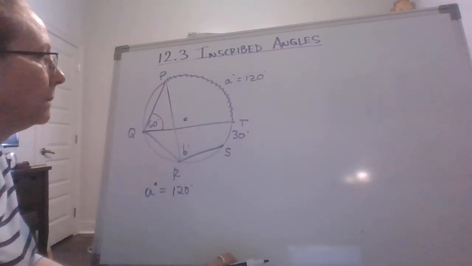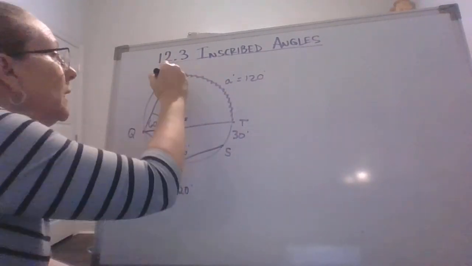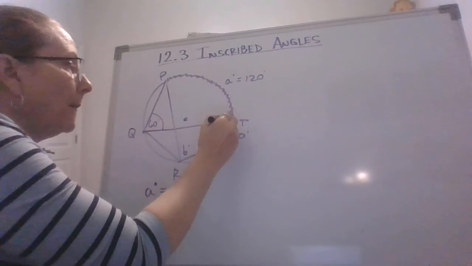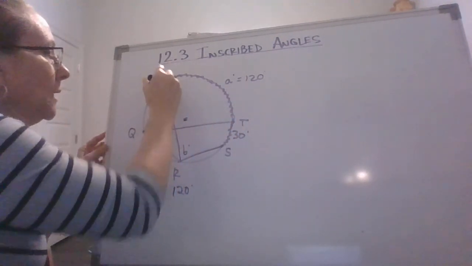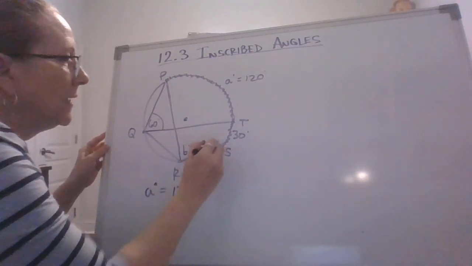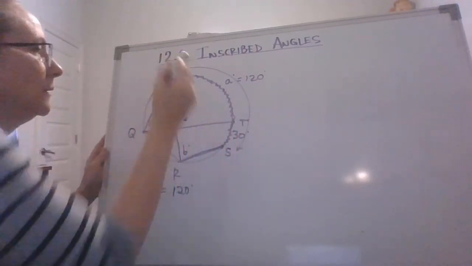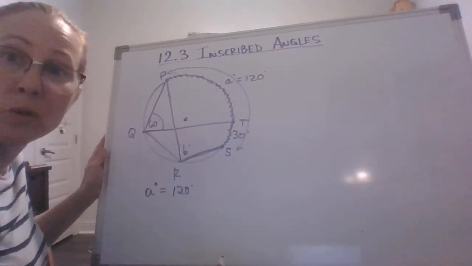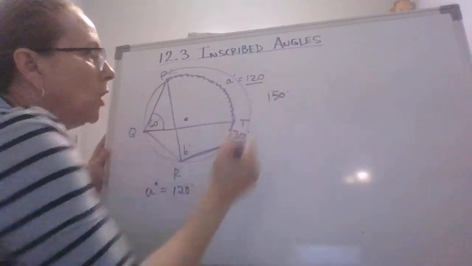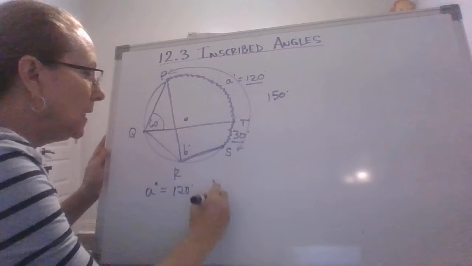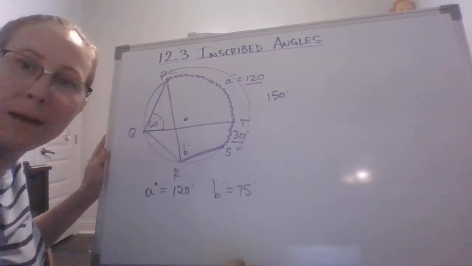Now, next, B. B does not open up to 120. B opens up to 120 plus a little bit more. Notice how this goes, yes, to P, but this chord goes to S. So what we have to do is add the two of these up, which means that we have 150 degrees, 120 and 30 is 150 total for the arc. So B, the angle, is 75 degrees, half as much.